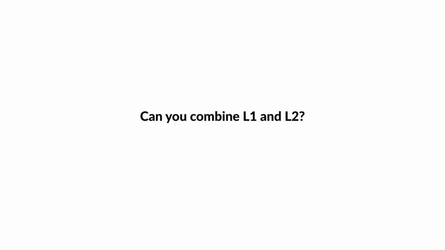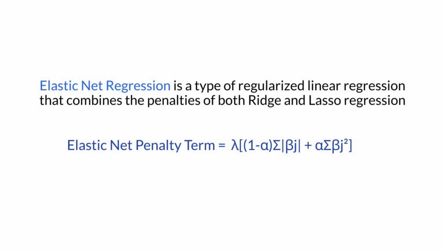So can you combine them? Yes, you can, which is what we call elastic net regression. It gets the benefit from both. It can remove the irrelevant features while keeping groups of related features together. It combines the L1 and L2 regularization using a mixing parameter called alpha. When the alpha is 0, it's pure lasso. When the alpha is 1, it's pure ridge. Values between 0 and 1 give you feature selection and smooth shrinkage.